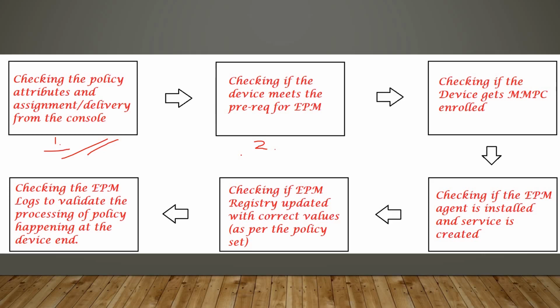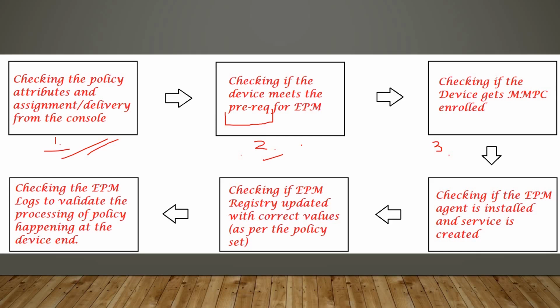And we know that there is a prerequisite for the device to meet, and that is there needs to be a specific KB installed in the device. The device needs to have a specific patch level. We have already seen what that patch level is for Windows 11, and the end user needs to be licensed. So these are the 2 things from a prerequisite standpoint that we must check while we are troubleshooting any issue for EPM.